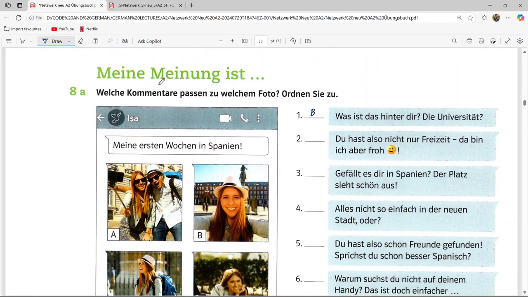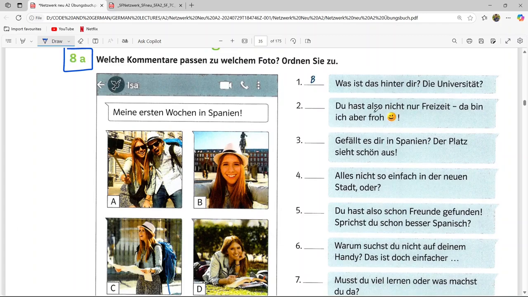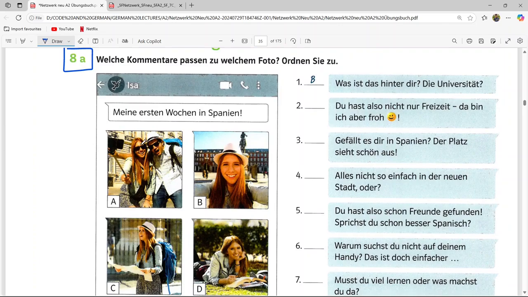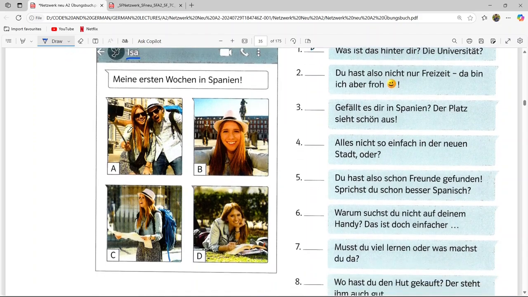Next one, meine Meinung ist, so my opinion is. Task A. Welche Kommentare passen zu welchen Foto? So we have a set of comments, so for example 8 comments, and we have a picture of female named Isa. She is making her first week of the vacation in Spain. So meine ersten Wochen in Spanien, and she uploaded 4 pictures in the group.